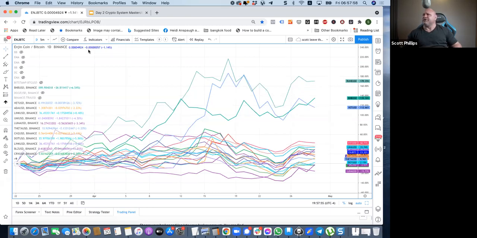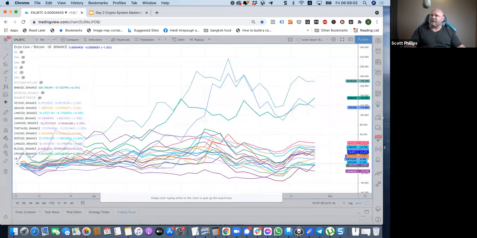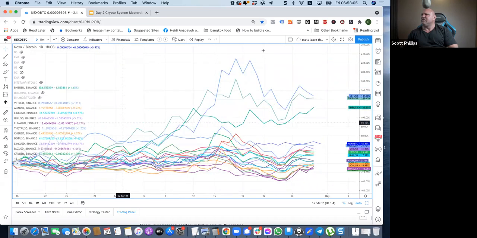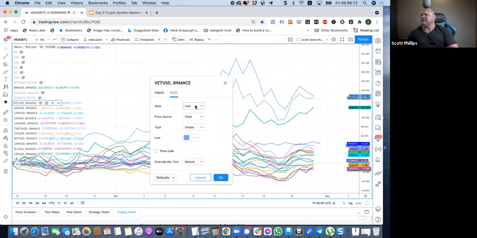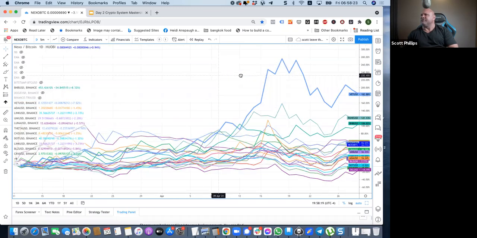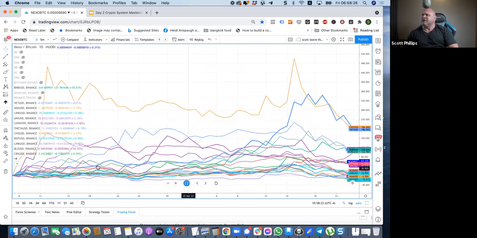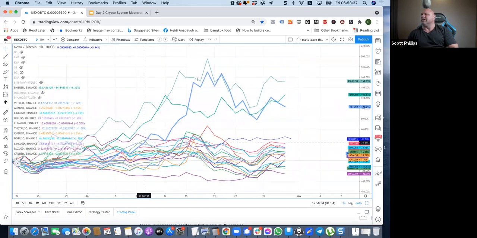Simon, what about Nexo? Let's have a look at Nexo, right here. Let's make it dark so we can see it. All right, so this dark line is Nexo. And if we go back, you can see Nexo was very back in the pack until here it starts to go. By early April, you've seen signs of a future winner, and then it goes up.